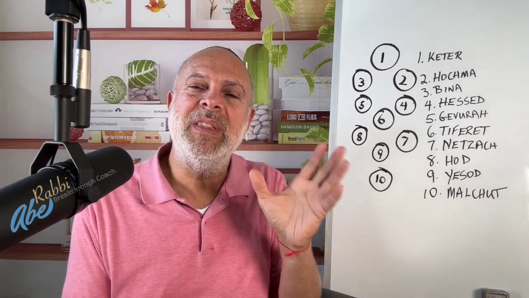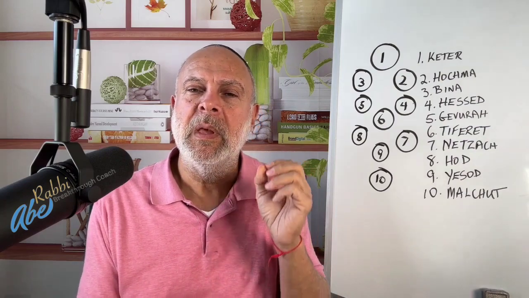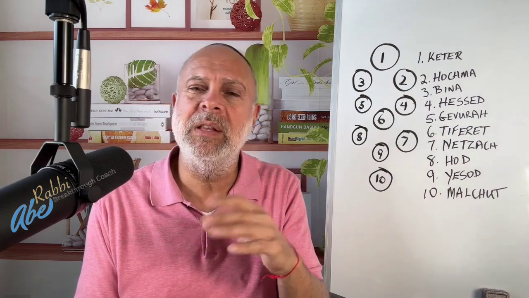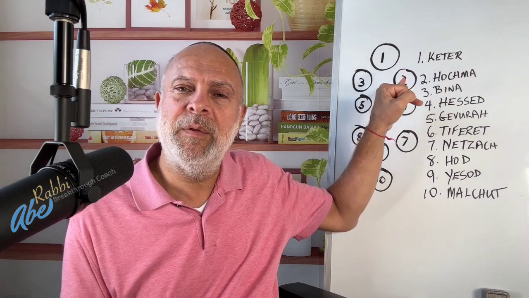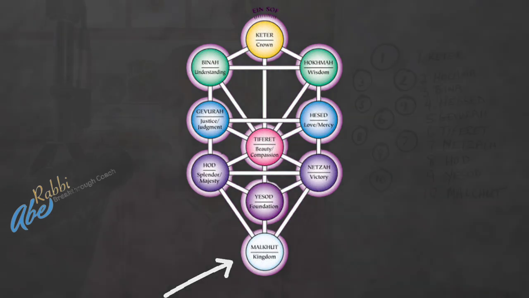So everything goes through these 10 stages. Level 1, in order, actually. Level 1, 2, 3, and so on, until 10. Now, I have the names here. If you're able to see it, I hope you are. Keter, which is 1. 2 is Chokhmah, Bina. Then Hesed, Gevura, Tiferet, Netzach, Hod, Yesod, and Malchut. Okay, very nice.